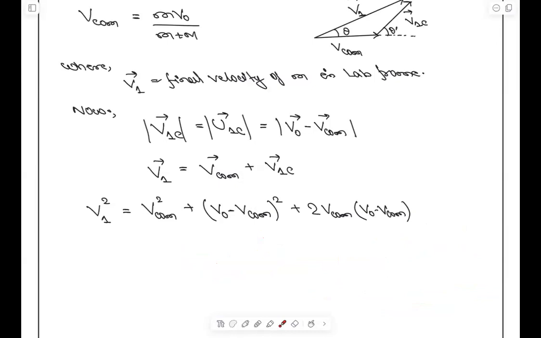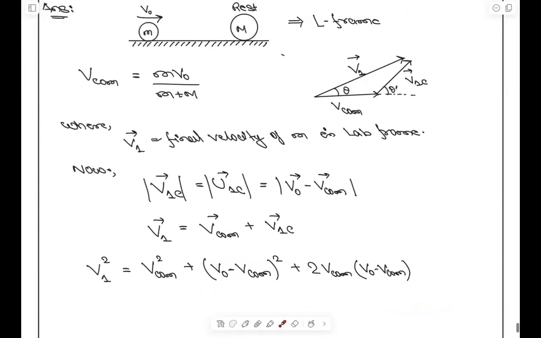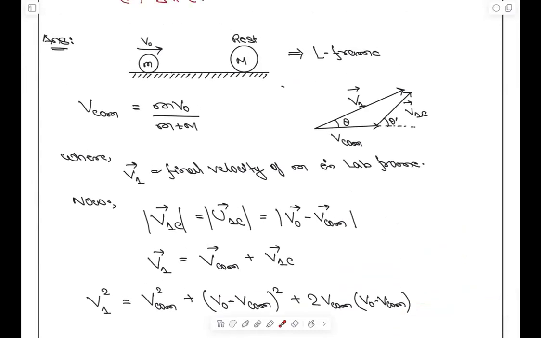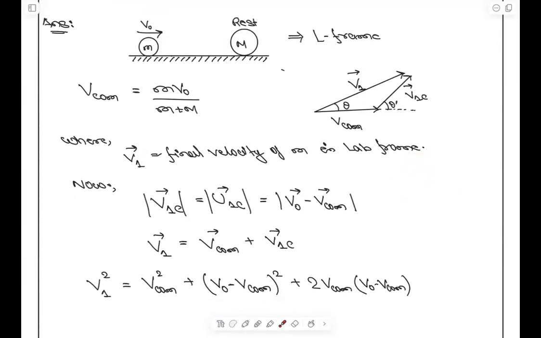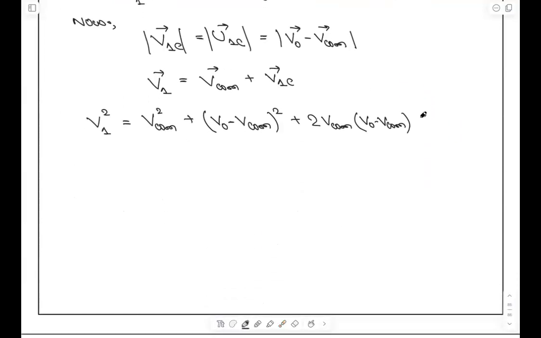What is the angle between this V center of mass and V1 dash? Theta or theta dash? Theta or theta dash? जल्दी बताओ. What is the angle? So theta dash. So everyone knows that if this is my vector, this has to be tail by tail. Then it will be theta dash. So cos theta dash. देखो कुछ आ रहा है क्या?